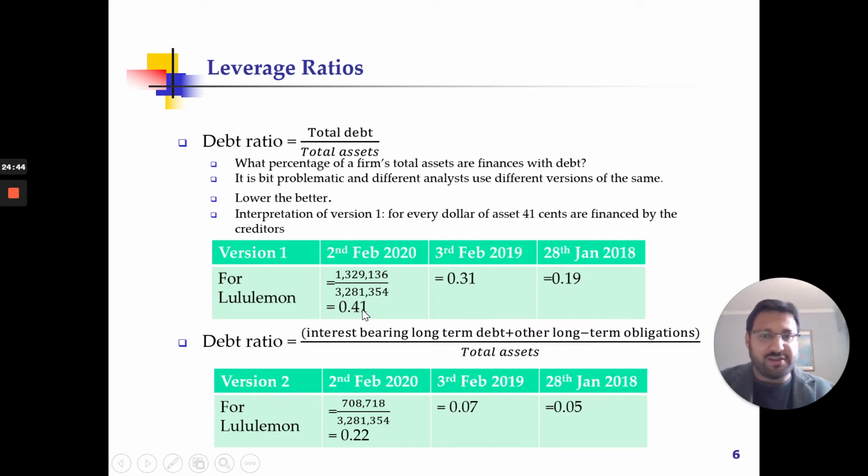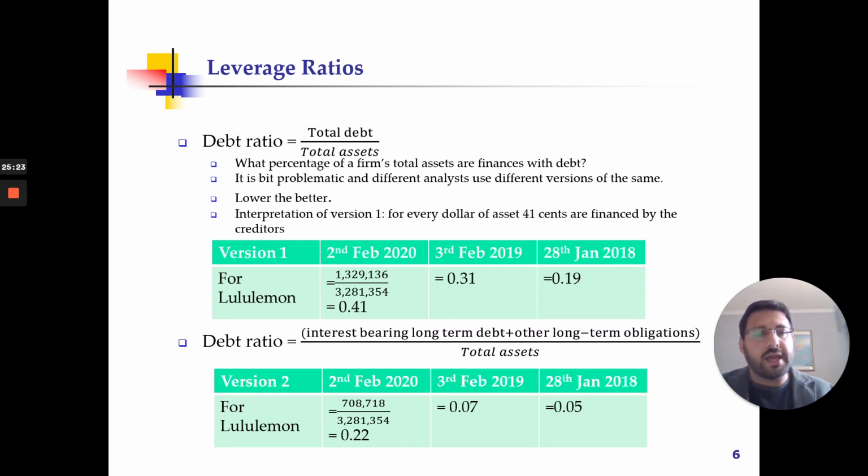And in the previous year, the percentage was 31%. And if you go to fiscal year 2017, when the statement was issued in January 2018, it was just 19%. One reason it increased is a lot of lease obligations. Those lease obligations increased the numerator for fiscal year 2019, and because of this, the debt ratio increased to 41%.